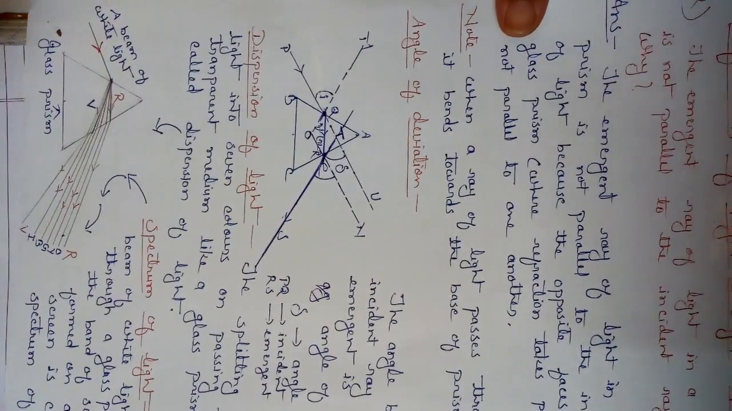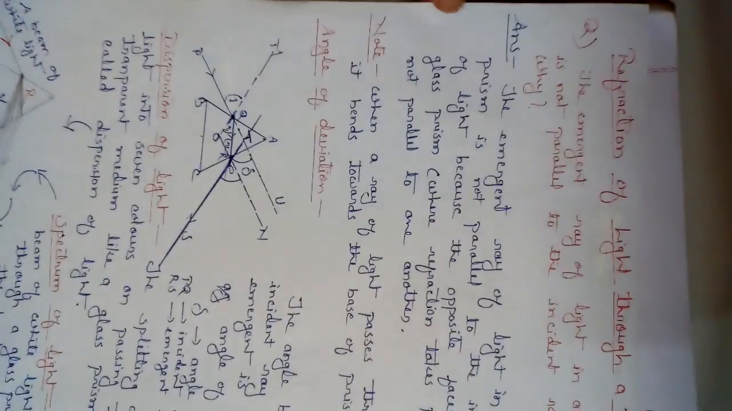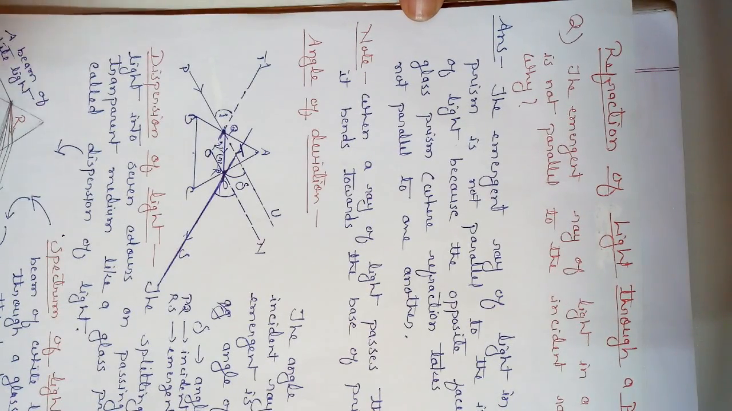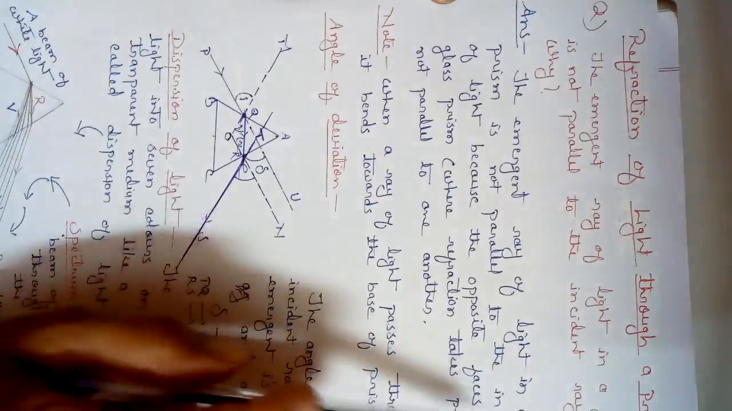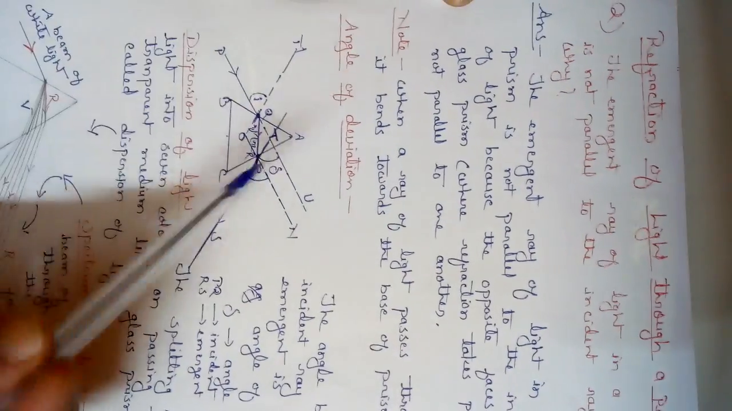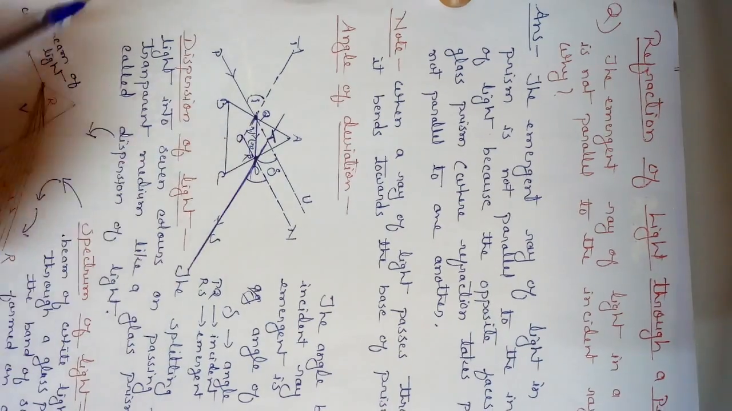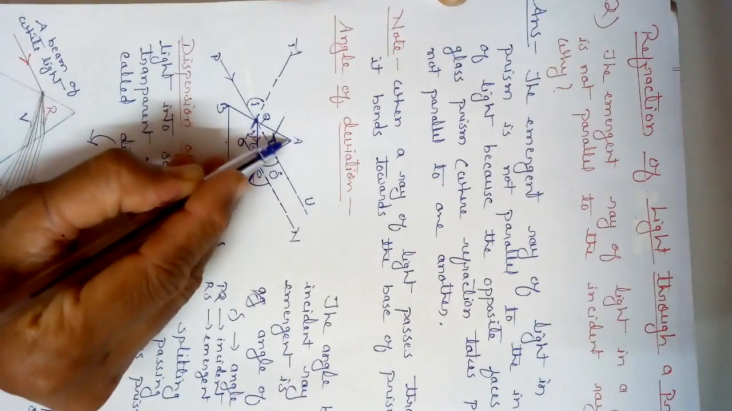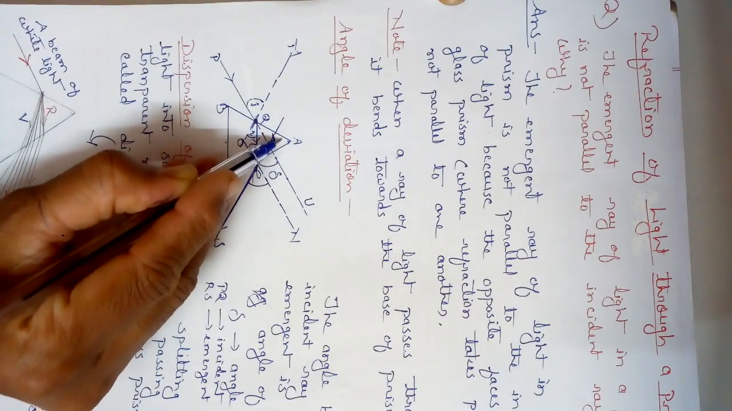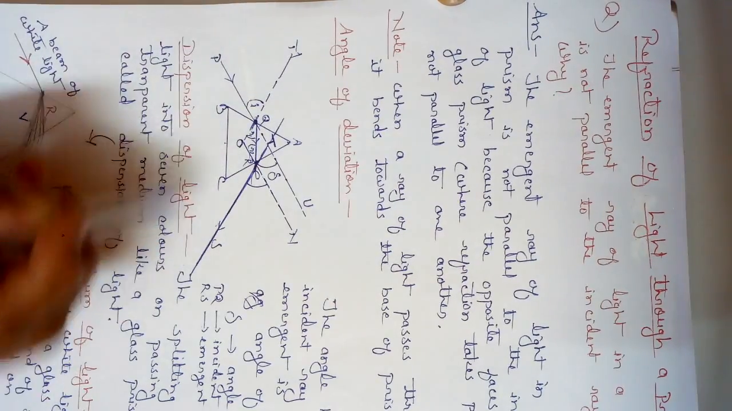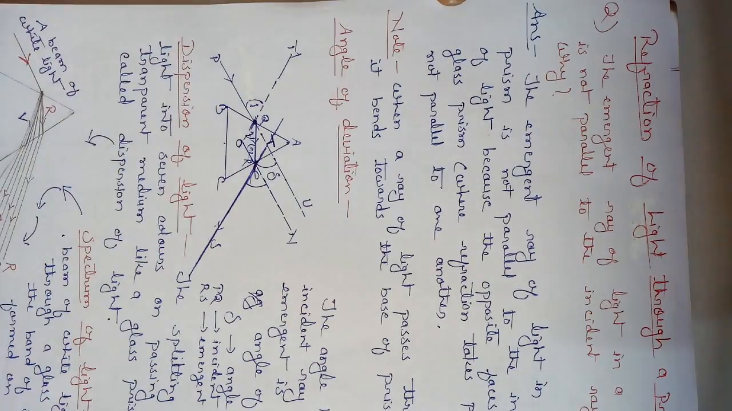Now comes one question. The emergent ray of light in a glass prism is not parallel to the incident ray of light. Why? The emergent ray is not parallel to the incident ray because these two opposite faces of the glass prism are not parallel to each other. Actually they are inclined to each other at a certain angle which is called the angle of prism, and because of this the emergent ray is not parallel to the incident ray.